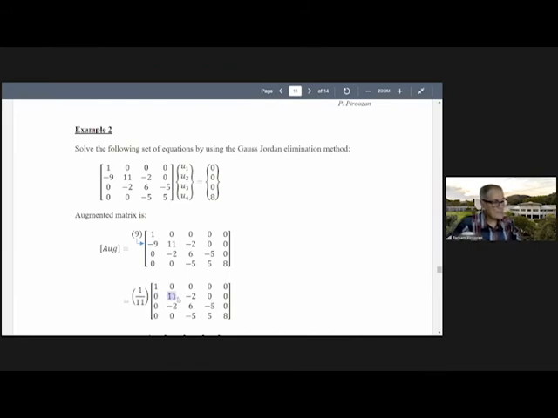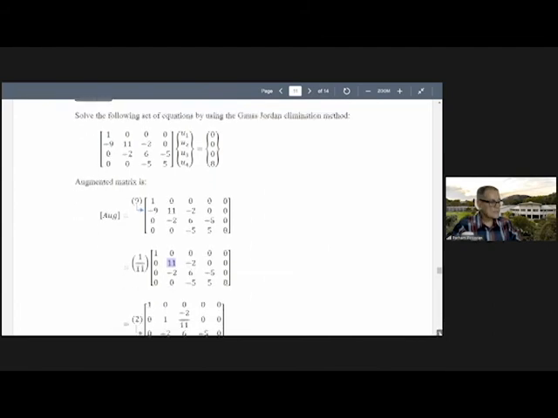Normalizing, meaning that I need to make this one 1. I have to divide it by itself or multiply it by 1 over that number, whatever it is here. Inverse of that number. So multiply this row by 1 over 11. The result of this matrix doesn't change. It's the same thing.